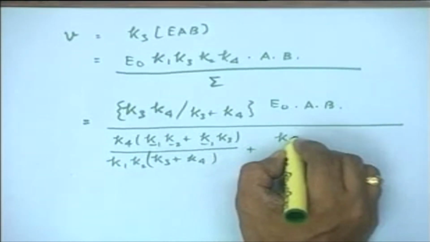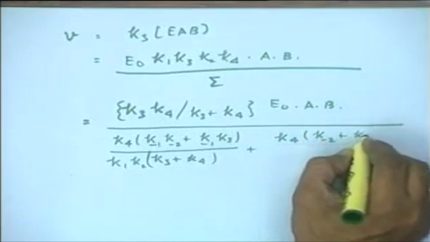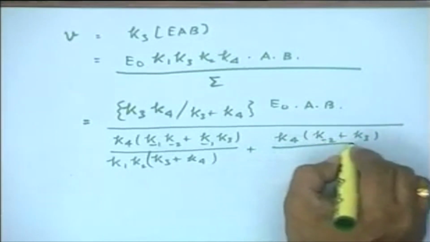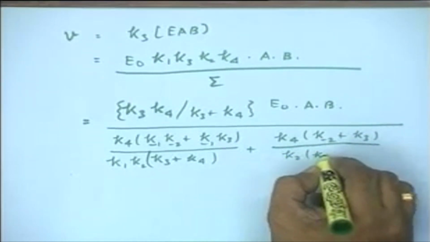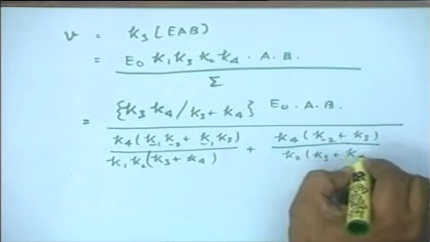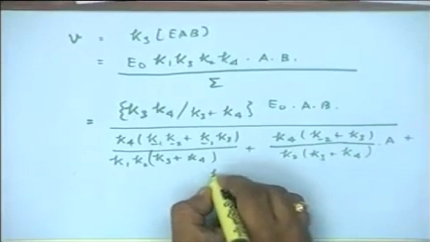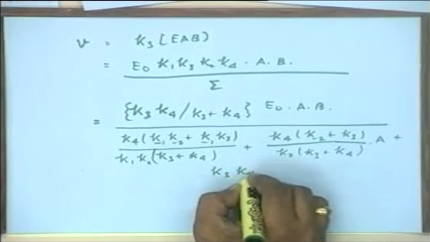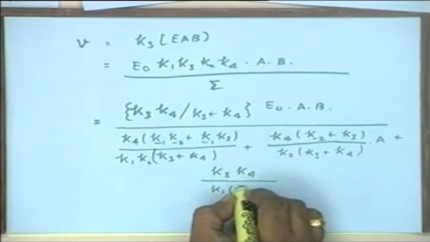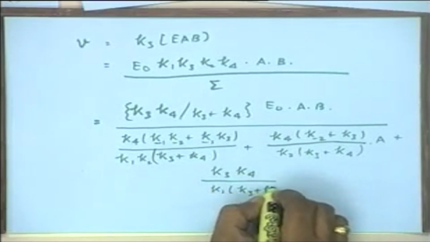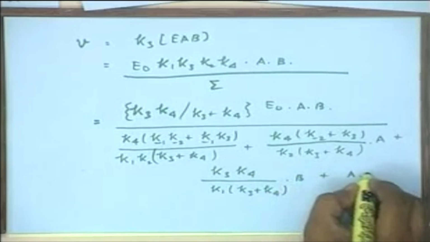plus K4 K minus 2 plus K3 upon K2 K3 plus K4 into A plus K3 K4 upon K1 K3 plus K4 into B plus A into B.